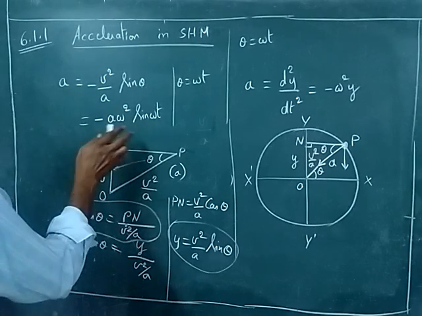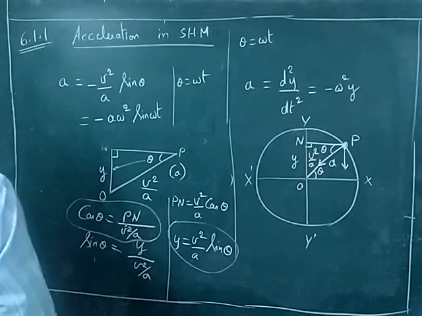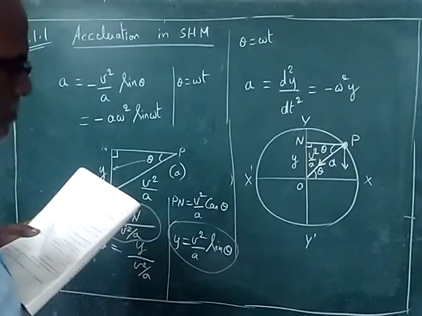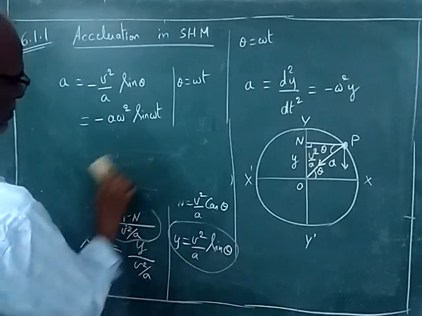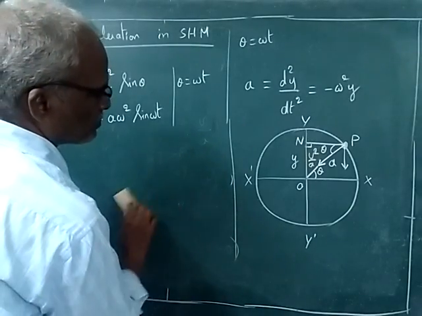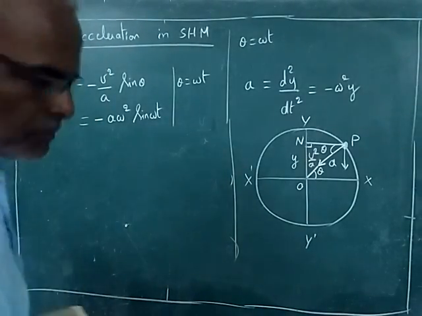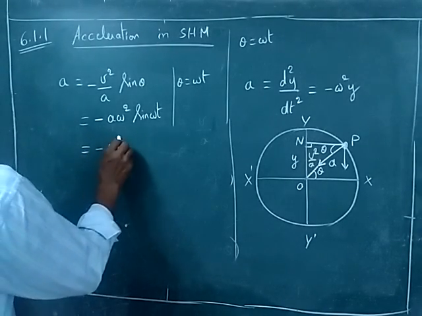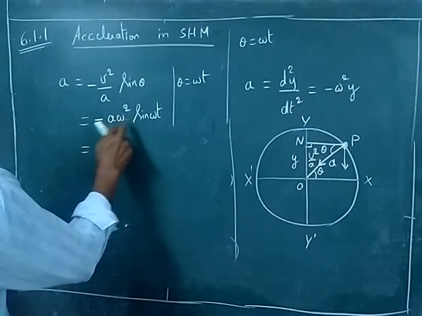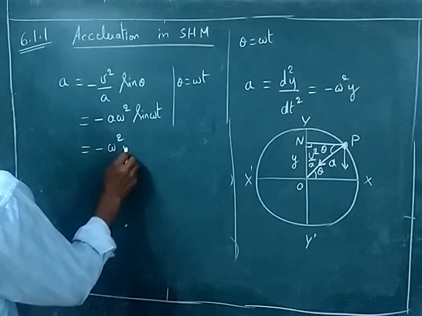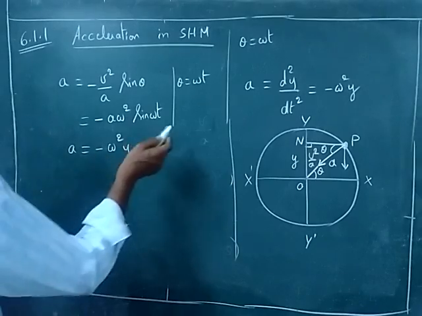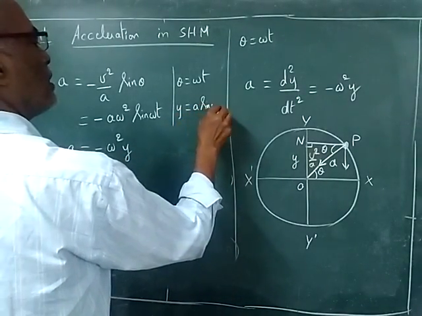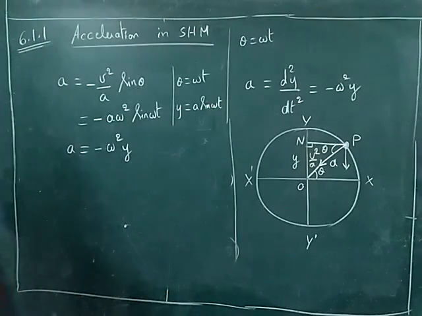So that's how we are getting this equation, minus a omega square sin omega t. Now once again we can rewrite the equation as, minus omega square, and this term, a sin omega t, is nothing but y. So you must remember y is equal to a sin omega t.